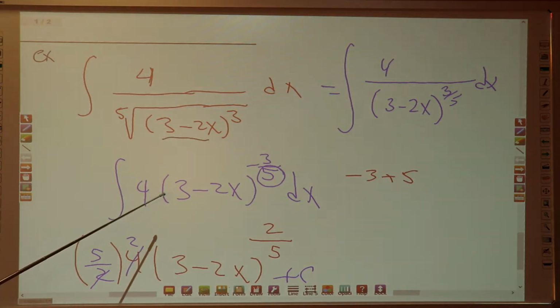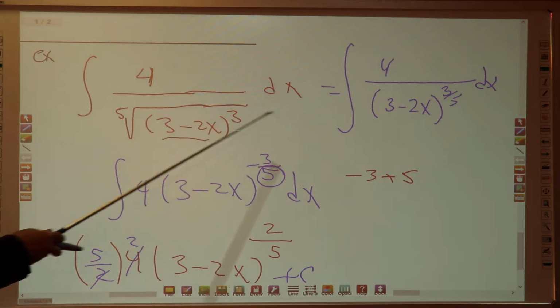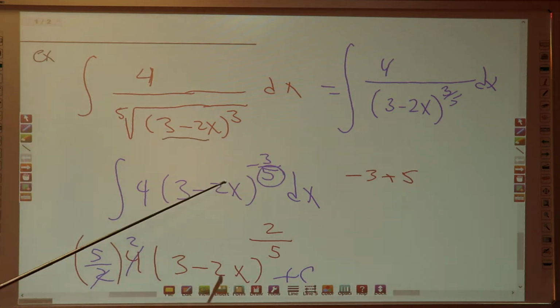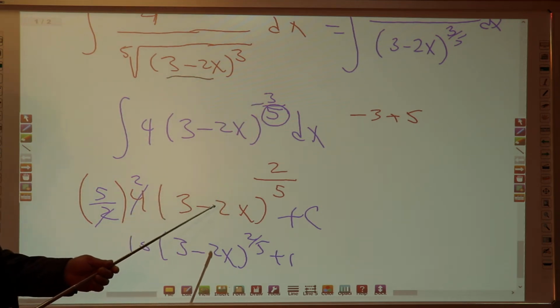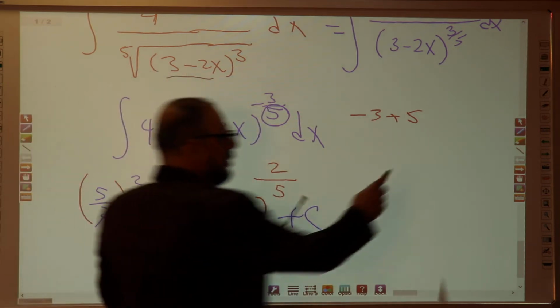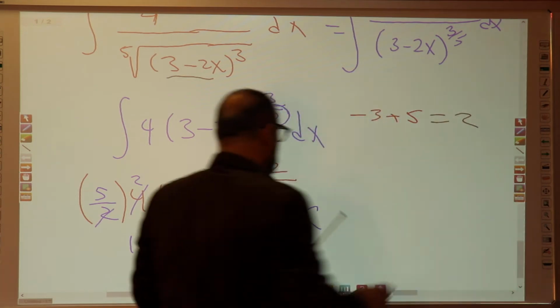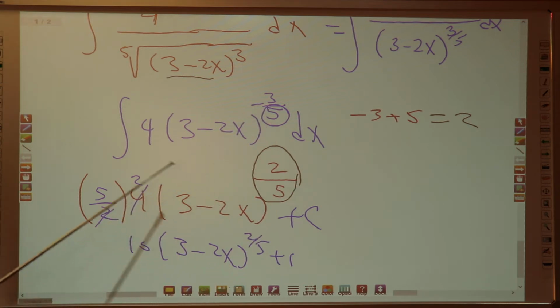And this is 4 (3 minus 2x) to the negative 3 over 5, because we took this from the bottom to the top, right? Now, to integrate it, we leave this, because this is linear, and add: negative 3 plus 5, the exponent becomes 2 over 5. Remember always to keep the denominator the same. Now 3 minus 2x to the 5 over 2, the 2 cancels with the 2.